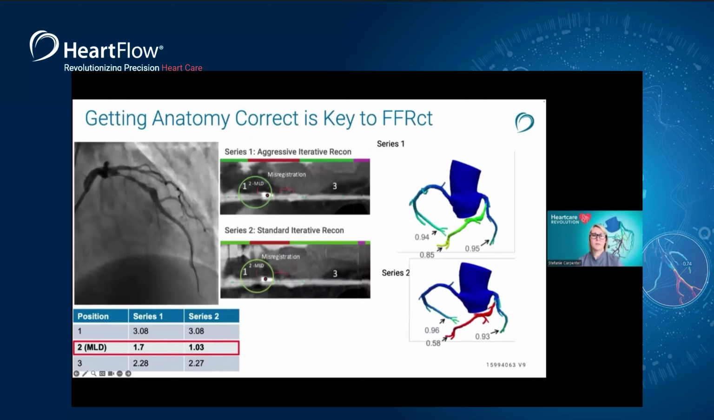In the second example, a more accurate representation of the patient's anatomy is depicted. By sending additional reconstructions with a lower, more appropriate level of iterative reconstruction, we see the MLD is more accurately modeled, and the patient's treatment course may be changed dramatically.